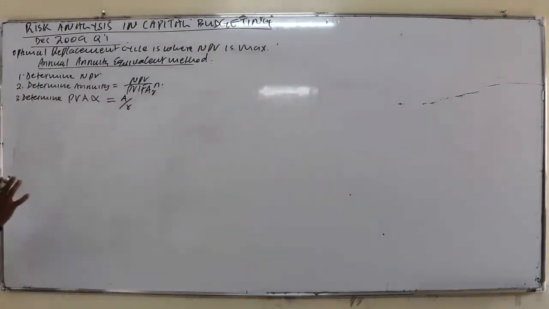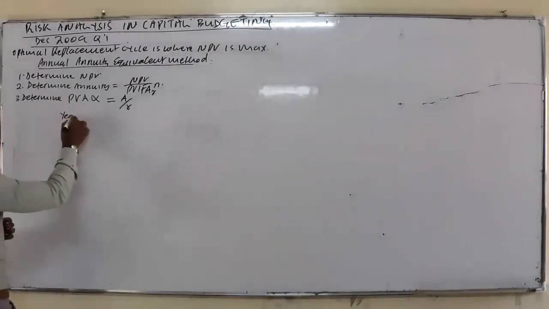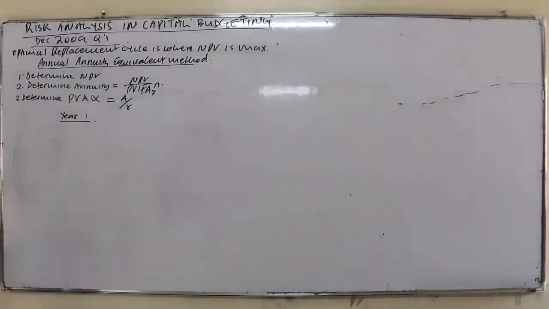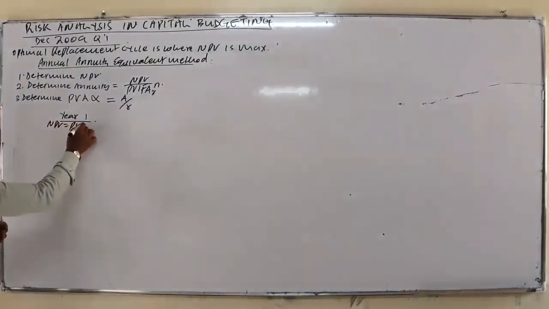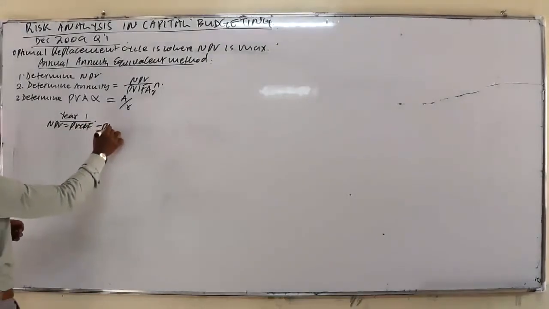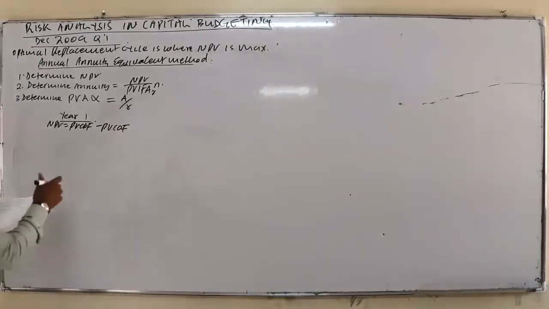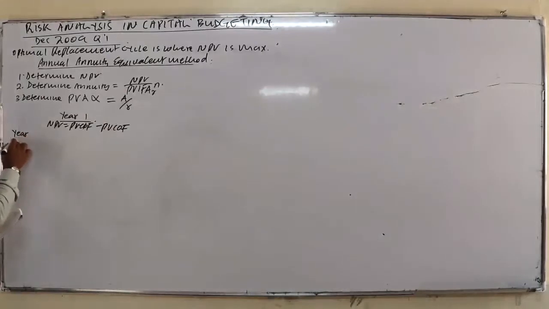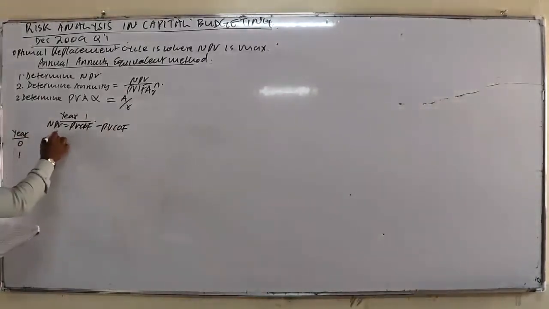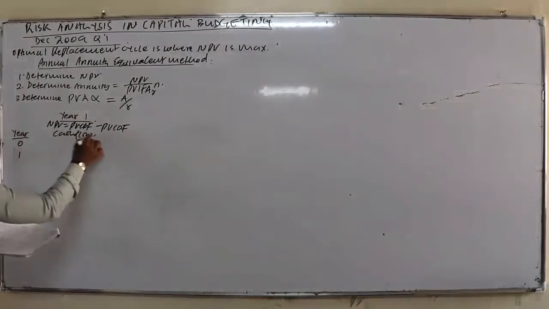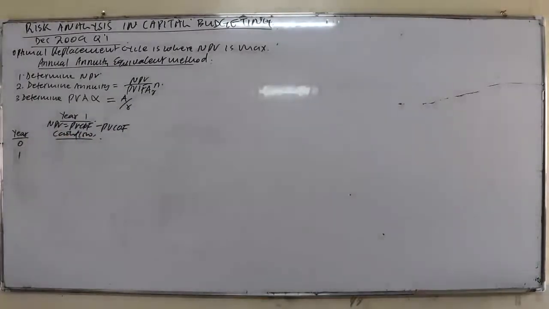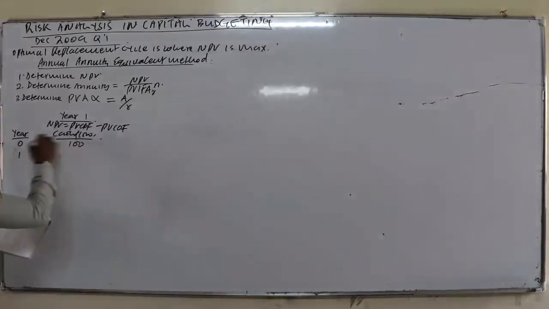So now let's evaluate each year. What if we replace in year 1? How much will be our NPV? And how do we get NPV? NPV is the present value of cash inflow minus the present value of cash outflow. But in this case, you're not given the inflows, you're only given the costs. So we have year 0 and year 1, then we get the cash flows. Year 0, that means we're investing. And how much are you investing? The cost of the machinery was 100 million.